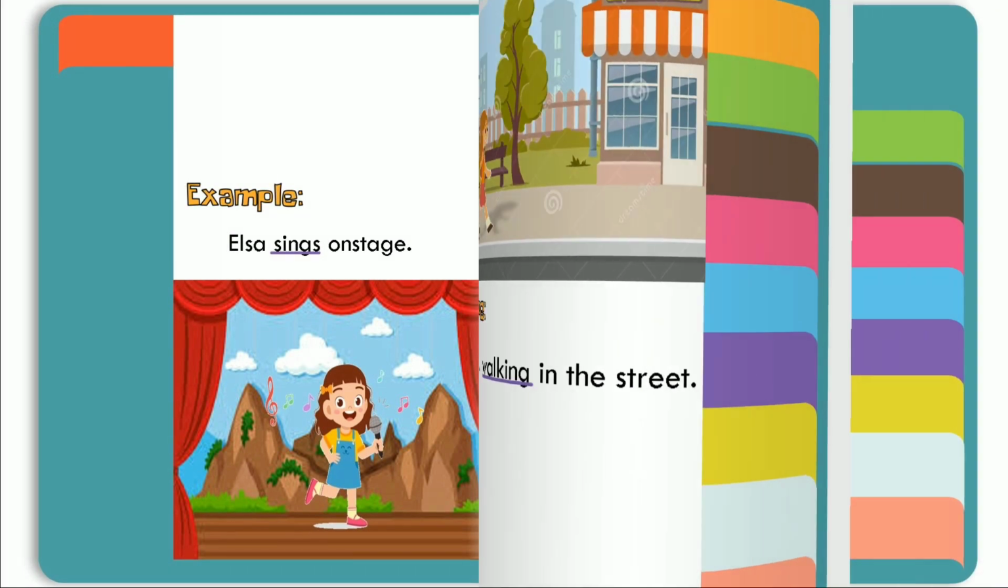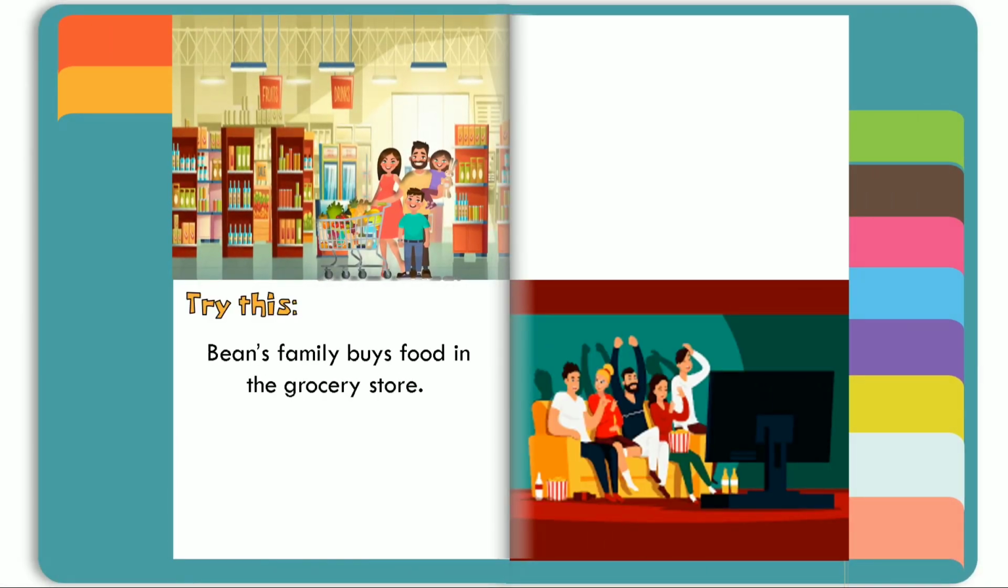Now it's your turn to try this. Bean's family buys food in the grocery store. Where do you think is the verb or the action word in the sentence? Okay, we have the word buys. How about this one? Anna and her friends watch movie at home. Where do you think is the action word in the sentence? So we have the word watch. Watch is an action word or verb in the sentence.